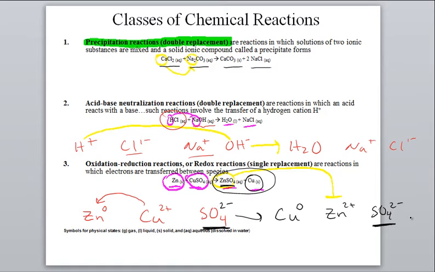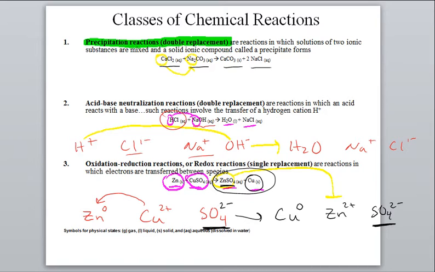We're also going to be looking at combustion reactions. Oxygen is really good at taking electrons away from other types of chemicals, and we'll look at those a little bit later. But for right now, these are the three basic ones.